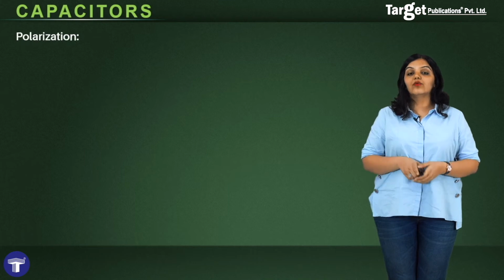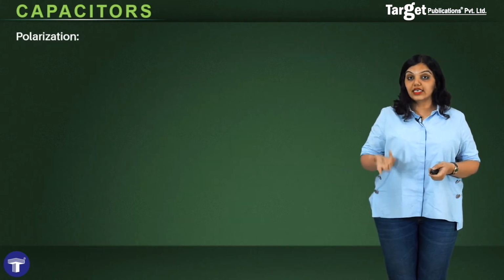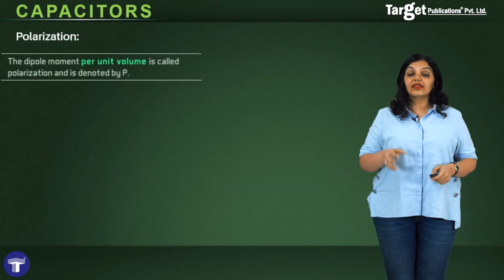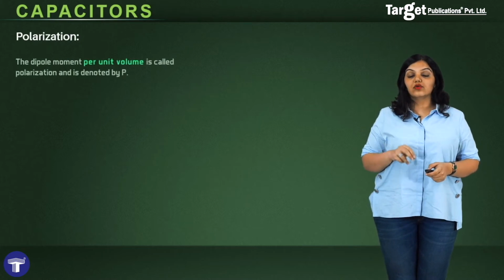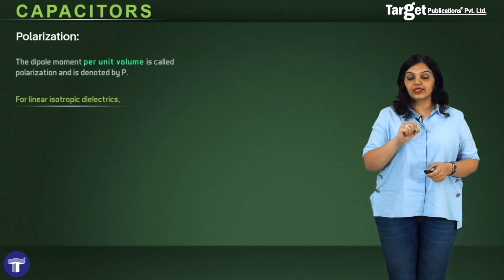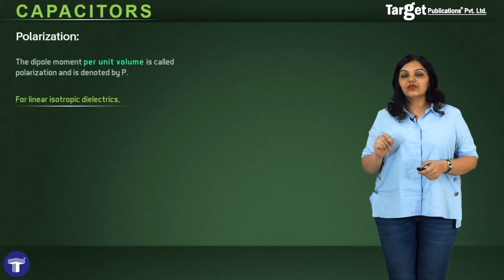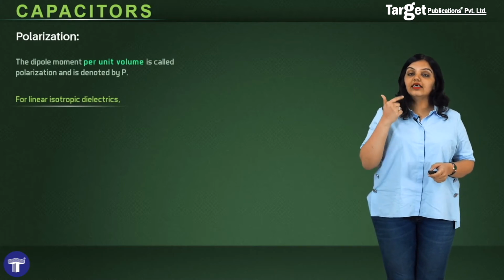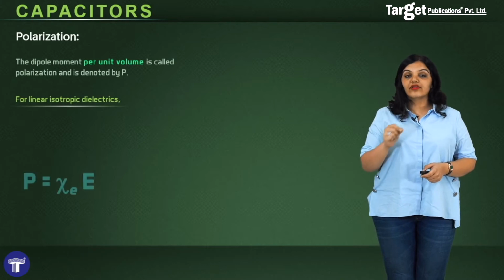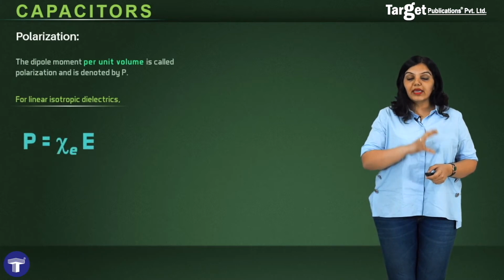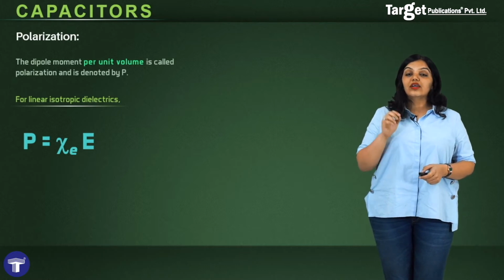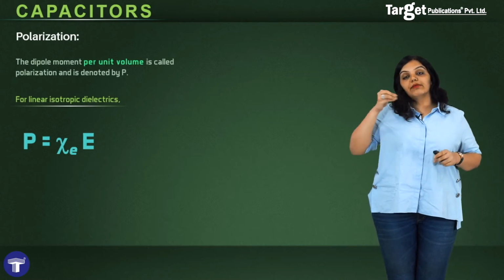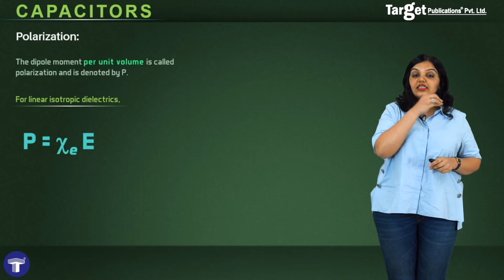Finally, from here now we can define what is known as polarization. Polarization is nothing but the dipole moment per unit volume, and therefore this is denoted by capital P for polarization. I told you the only ones that we are talking about in this chapter are linear isotropic dielectrics, and for them we have the equation P is equal to chi E. So here, like I said, we call it linear because the relationship between polarization and electric field strength is linear.